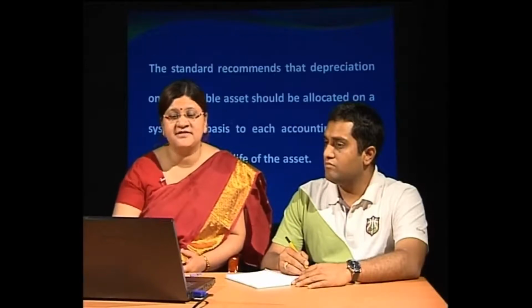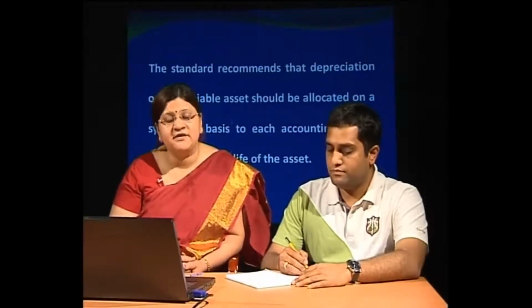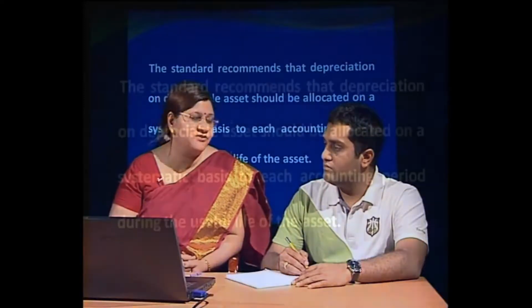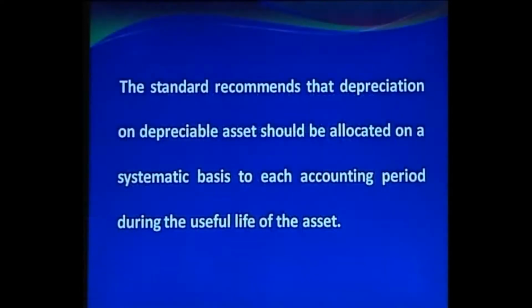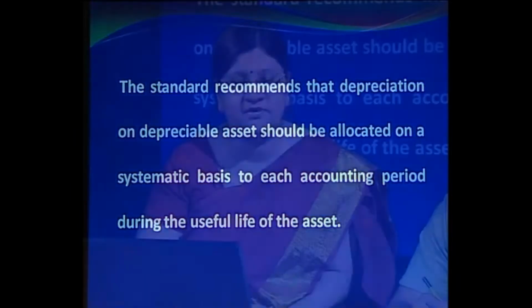First of all, let us understand what this standard is suggesting or recommending to us. Accounting standard 6, that is depreciation accounting, recommends that depreciation on depreciable assets should be allocated on a systematic basis to each accounting period during the useful life of the asset. So, we can understand that depreciation has to be provided each year on a certain amount on a certain asset. These terms are defined in detail under this accounting standard 6.